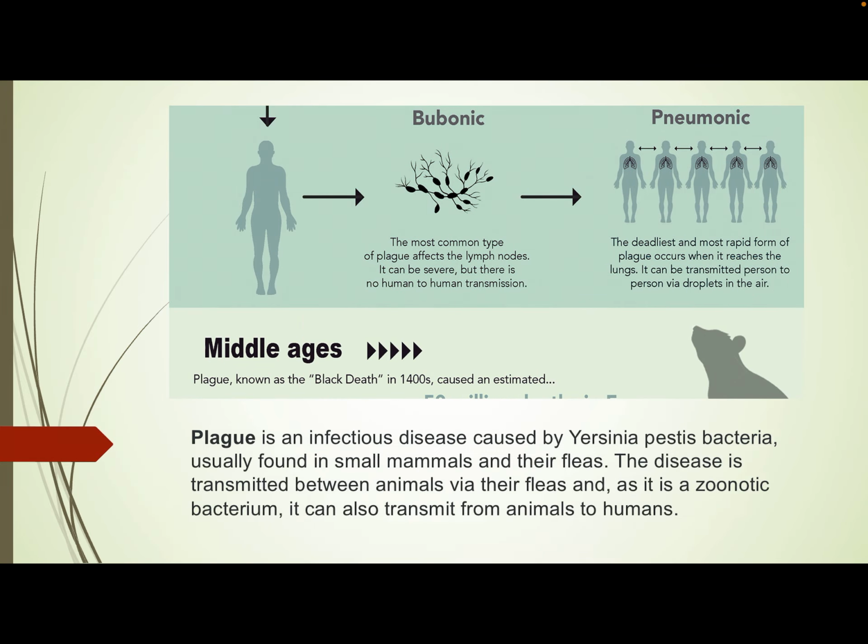Plague is an infectious disease caused by Yersinia pestis bacteria, usually found in small mammals and their fleas. The disease is transmitted between animals via their fleas, and as it is a zoonotic bacterium, it can also transmit from animals to humans.